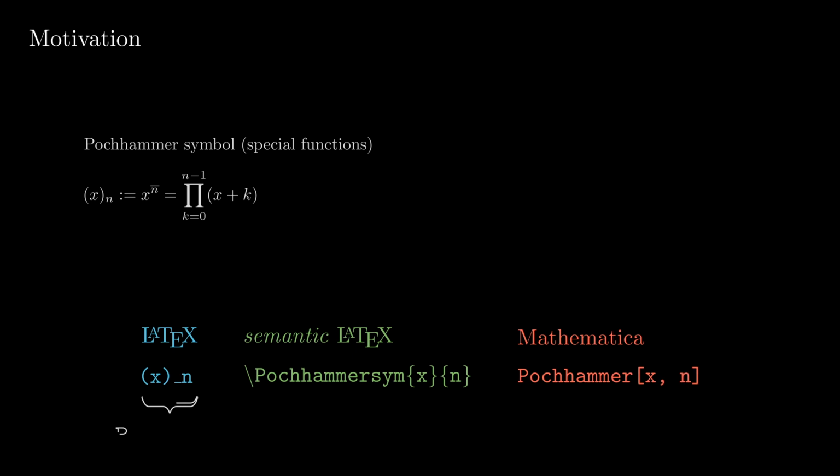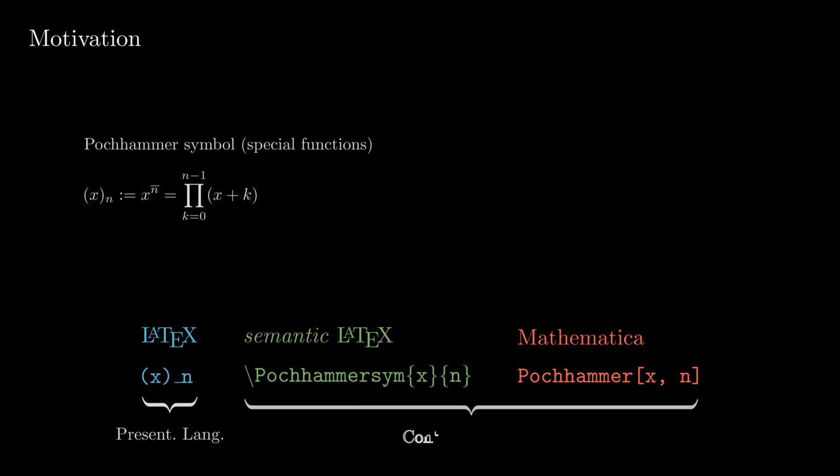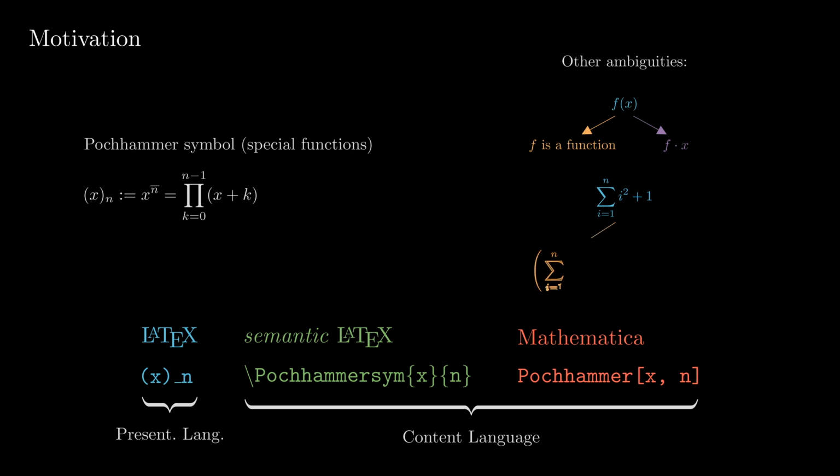We refer to ambiguous languages for display purposes, such as LaTeX, as presentation languages, while unambiguous languages are referred to as content languages. To explore some other ambiguities, let us consider f and x in parentheses. Here, the notation may either refer to f of x as a function or mean the product of f and x, which is dependent on the context. As another example, let us consider the sum of i squared plus i.